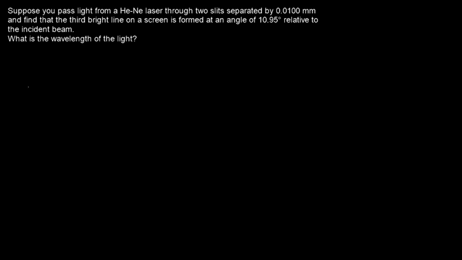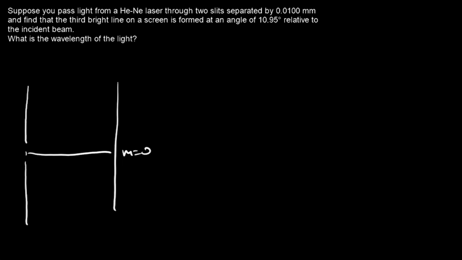So it might help to draw a picture here just to see what's happening. So we have our slits, S1 and S2. We have our screen over here. And this would be the central beam, which produces m equals 0. We obviously have m equals 1 and m equals 2, but they're not relevant for this question because I don't have any information about them. What I do have information about is m equals 3. And I'm told that there is some angle here produced, theta 3, that has a value of 10.95 degrees.